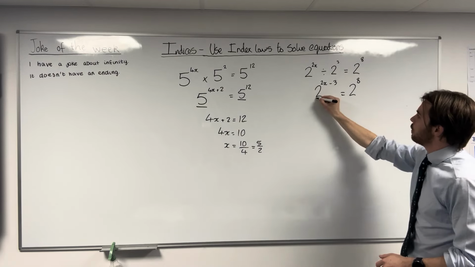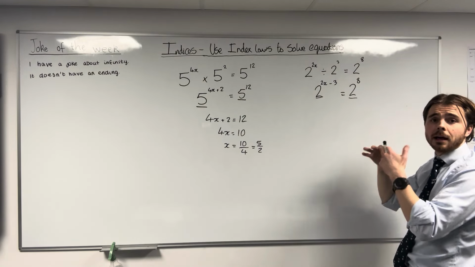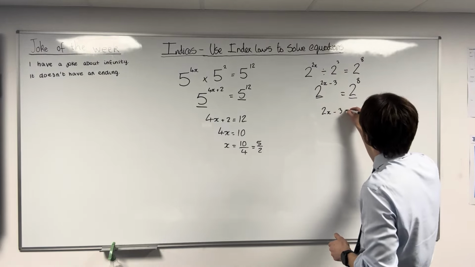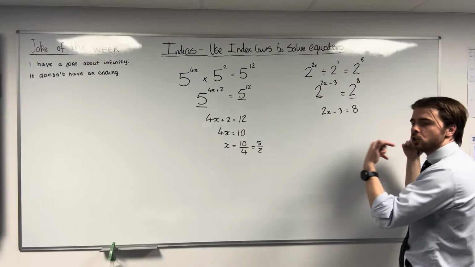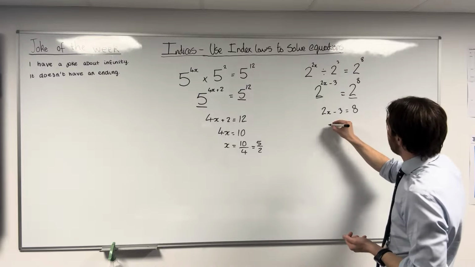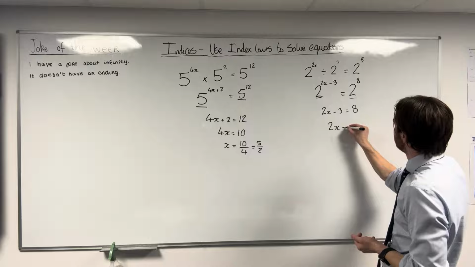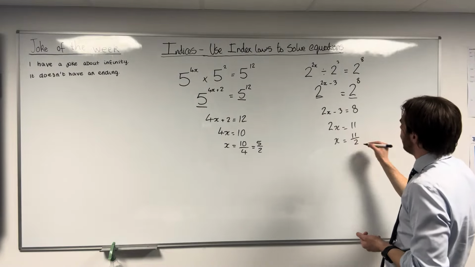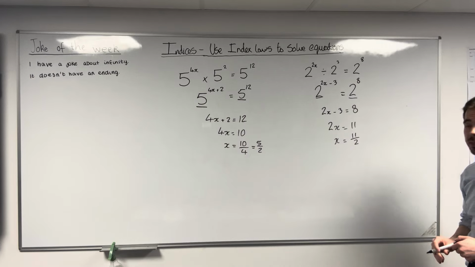And now you have the base number, you have the base number, you can now say the powers are equal to each other. So I've got 2x take away 3 equals 8. And again, we're just going to solve this the way we would solve this normally. So we would add 3, 11, divide by 2, and we can write that as a nice fraction, 11 over 2. And there we go. That is the technique.